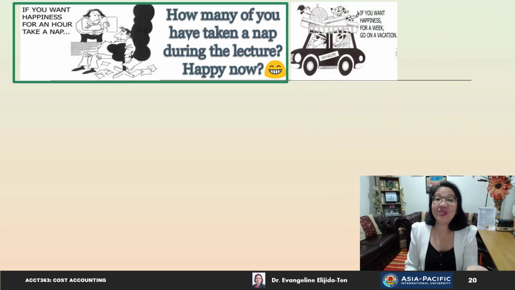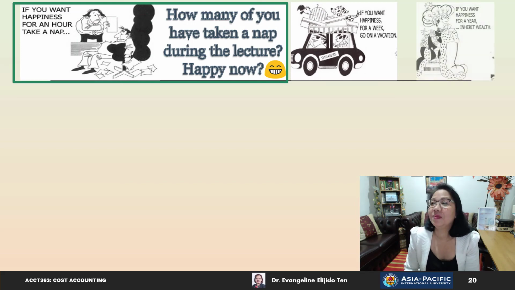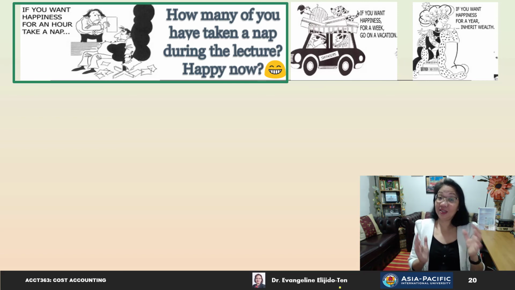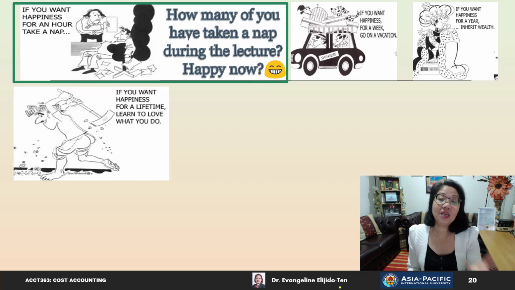It says too that if you want happiness for a week, go on a vacation. Oh, I'd love that. If you want happiness for a year, inherit a wealth. I wouldn't mind that as well. Despite the humor in those first few caricatures, I thought in this last one there is a lot of truth in it. It says, if you want happiness for a lifetime, learn to love what you do. Whatever it is that you're doing, learn to love it.